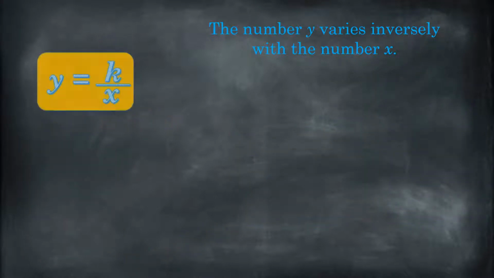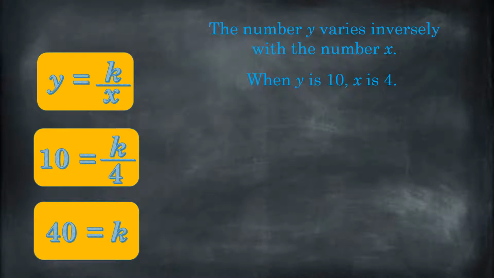And here's what the equation that we start with looks like. It's y equals k divided by x. So other than that, it's pretty much the same thing. It's a different relationship. It's inverse, right? So if we were told that when y is 10, x is 4, we plug in 10 for y, 4 for x, and we solve for k.